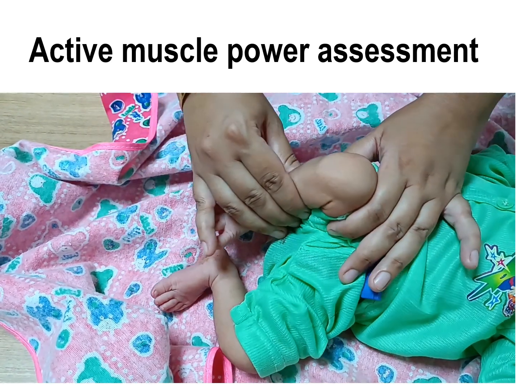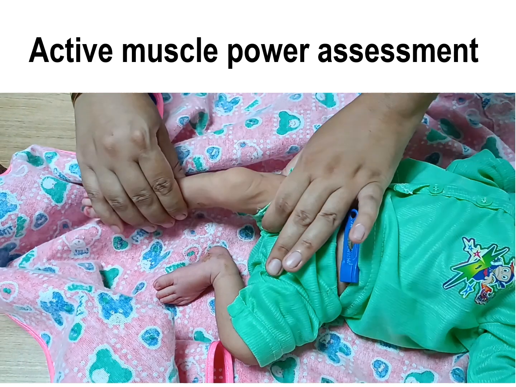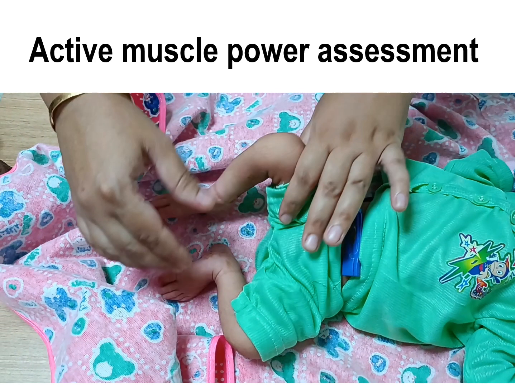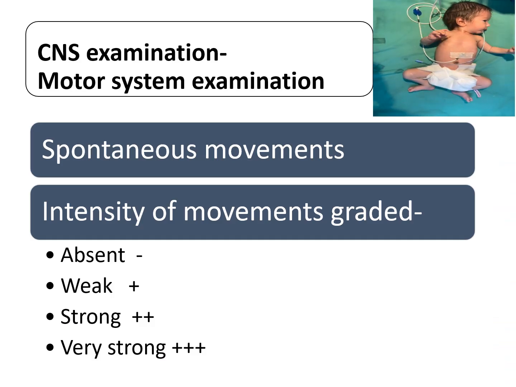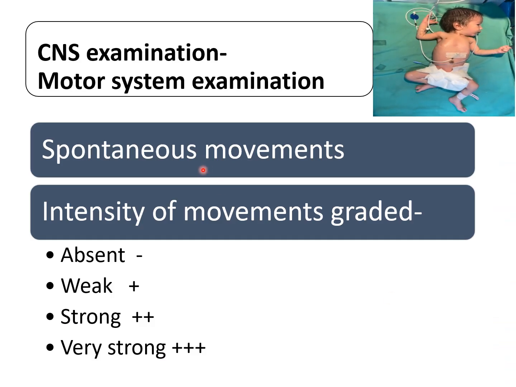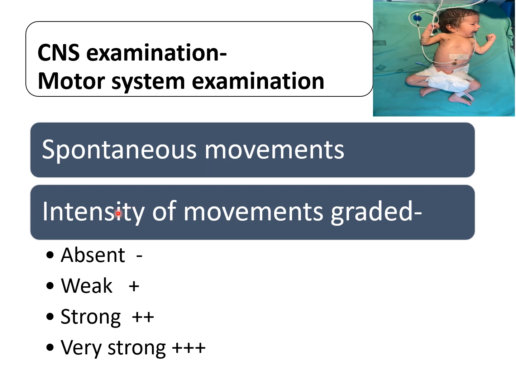Here in this video you can see how to assess the active muscle power. Active movement of the baby basically interferes with the passive movement. We have to assess that. Then we have to observe the spontaneous movements. So the intensity of the movements we have to grade. If totally absent, minus 1. Weak, plus 1. Strongly present, plus 2. Very strong spontaneous movements are present, then plus 3.